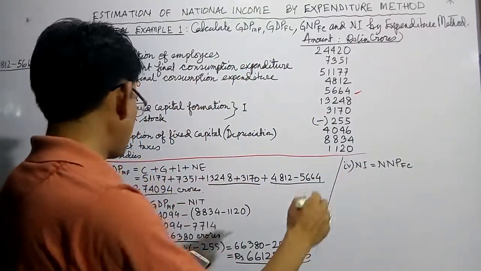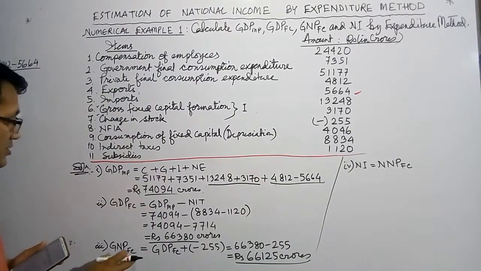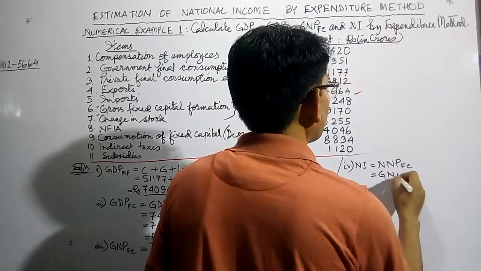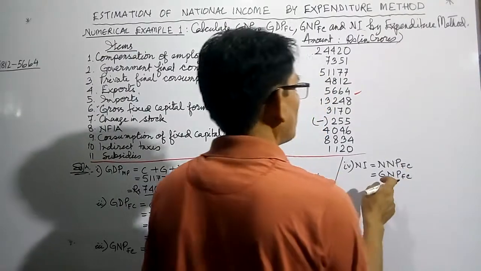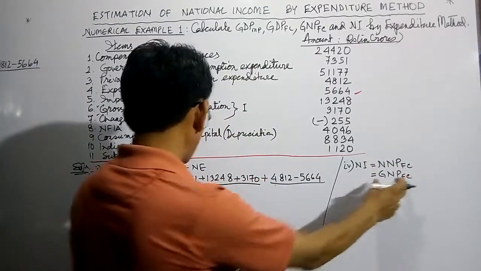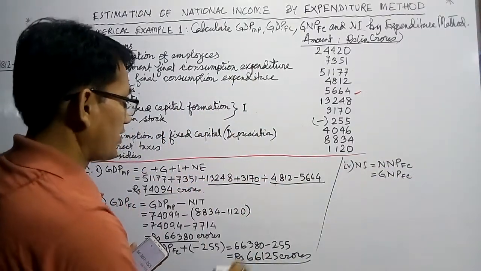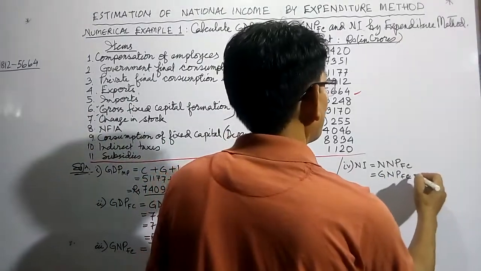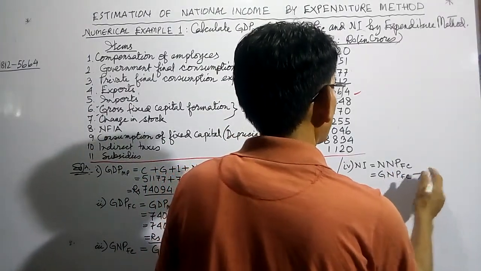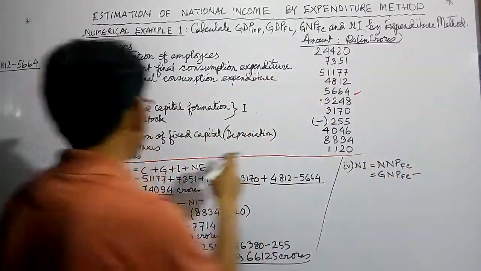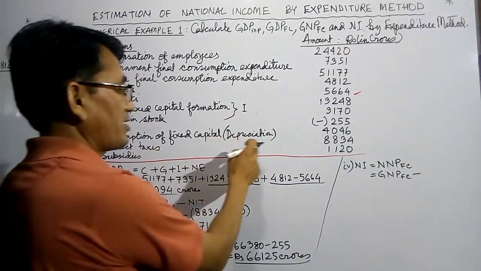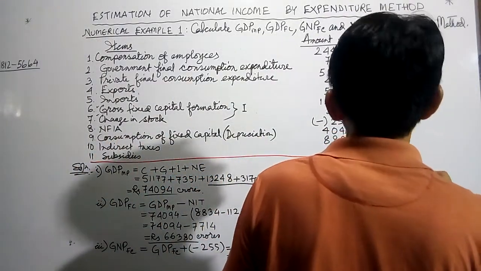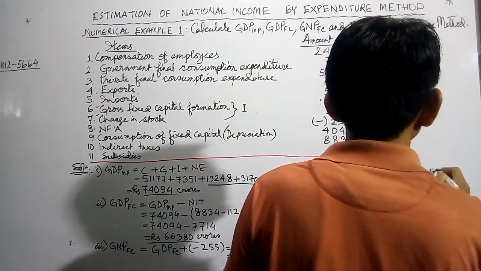So net national product at factor cost we can calculate from here, GNPFC. It is nothing but GNPFC. From gross to net. Gross is already given here, 66125, and we have to subtract from gross depreciation, that is consumption of fixed capital, which is 4046.